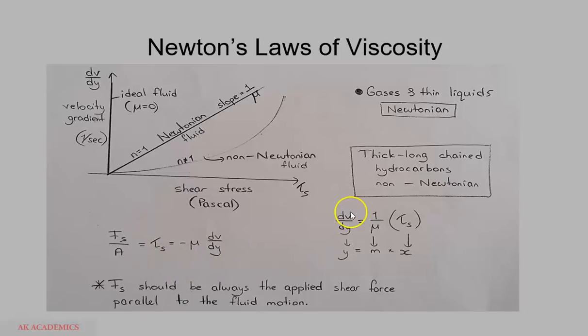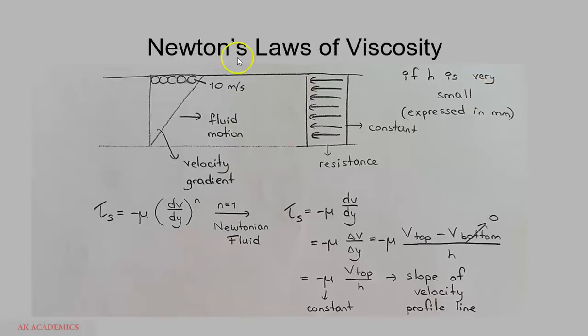If you arrange this equation, you will discover that dv dy is equal to 1 over mu multiplied by tau s. This tau s represents our horizontal axis, and this dv dy represents our y-axis. This 1 over mu will represent our gradient when we consider y equals mx plus c, which is our straight line equation in mathematics, for some of us who are still familiar with our mathematics. Fs should always be the applied shear force parallel to the fluid motion.